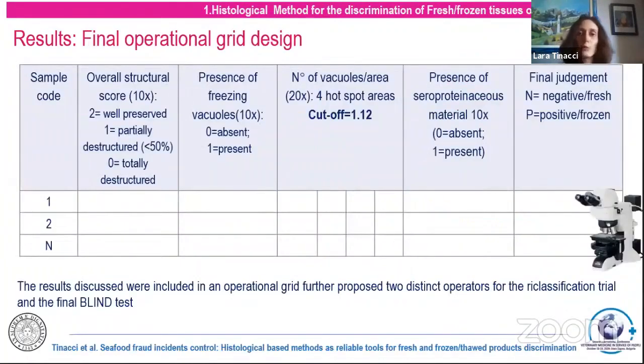This is the final operational grid that we produced, and that was further administered to 2 distinct operators for the reclassification trial and the final blind test for the validation of the method. As you can see, all the parameters were included in the grid.